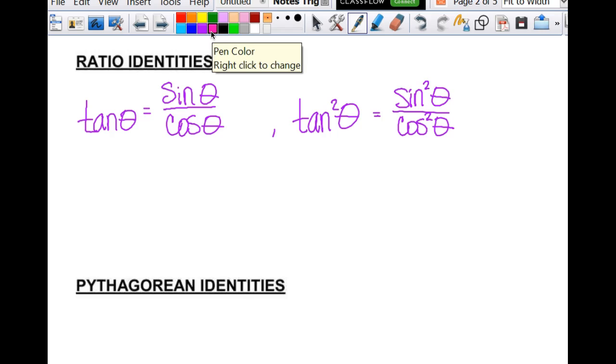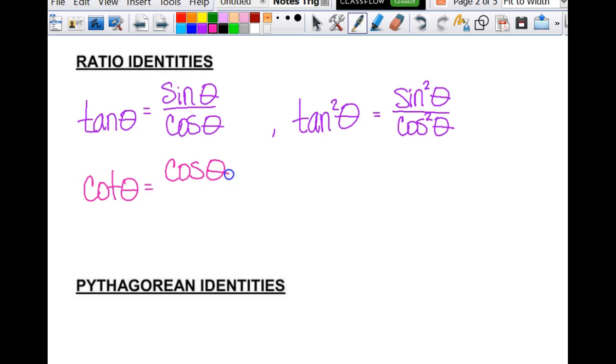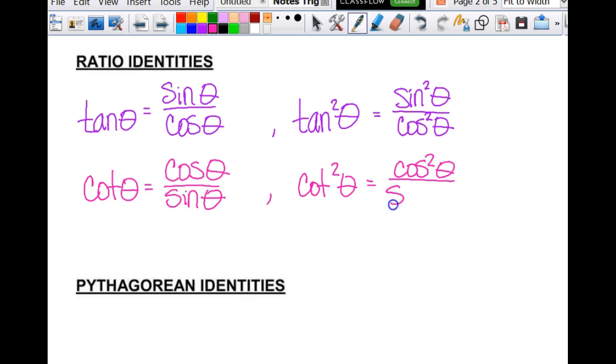All right, so then another ratio identity, cotangent theta. So what do you think that fraction is going to look like? Cosine over sine, because cotangent is a reciprocal of tangent, so this is cosine theta over sine theta. Everybody okay with that? Which means then that cotangent squared theta is cosine squared theta over sine squared theta.